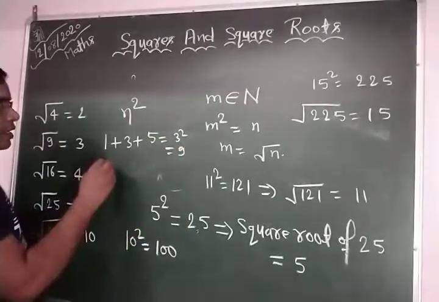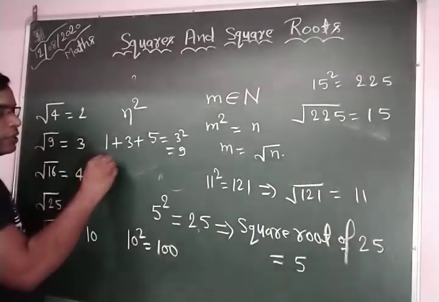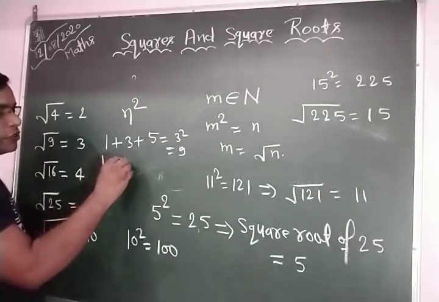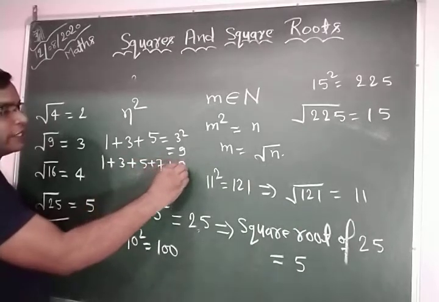Okay, and one more example. The sum of odd natural numbers 1, 3, 5 plus 7 plus 9. How many numbers?